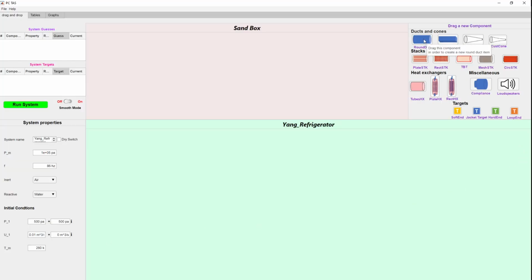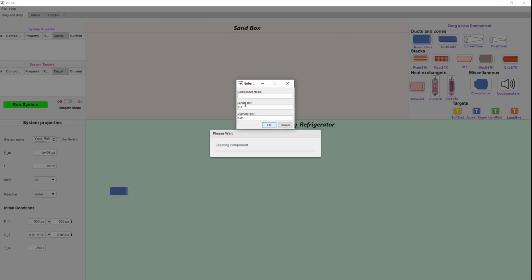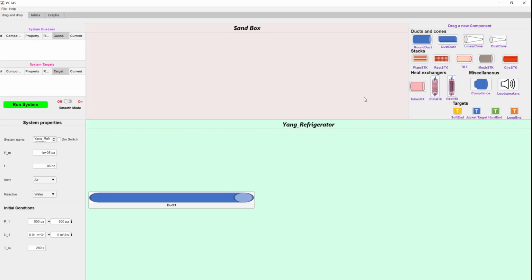Now we're going to go ahead and build the system. We're going to start with the resonator. We'll call it duct 1. Give it a length of 0.745. Diameter, this is the diameter of the entire system, 0.047. We're going to go for OK.